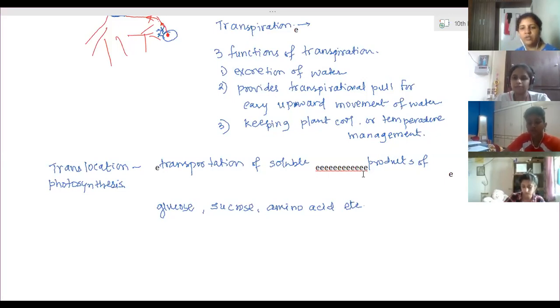Okay. Now it will enter from Bowman's capsule into the tubular part of the nephron: proximal convoluted tubule, distal convoluted tubule, and Henle's loop. So these are the 3 parts of the tubular portion. In the Henle's loop, the tubular part of the nephron, the reabsorption of useful substances starts. The artery is still present inside the nephron.